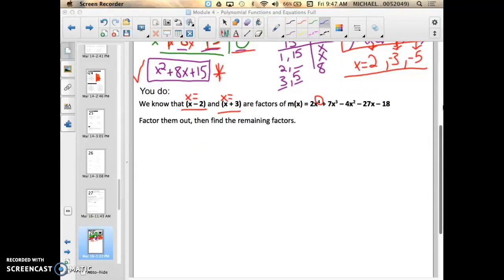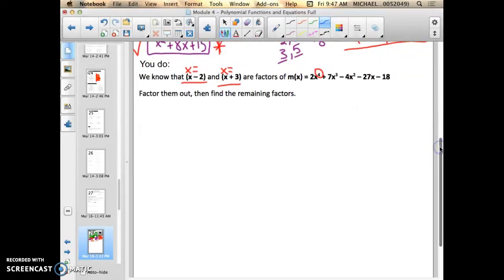Your problem is a little bit different than the one I just did, only because there's two factors that they want you to test to see if they are indeed factors. What that means is you're going to do synthetic division twice. So you're going to take this step by step. I want you to try it first to just do the first round of synthetic division.